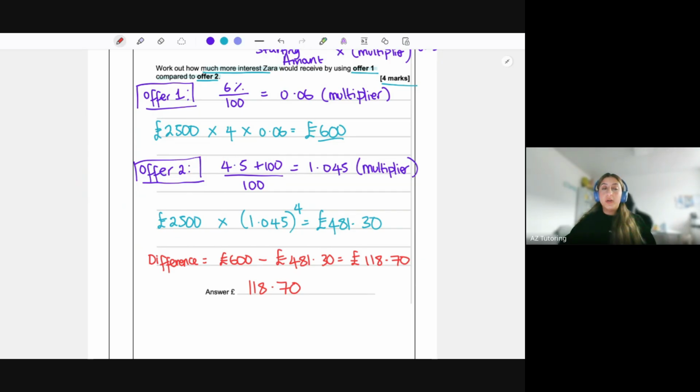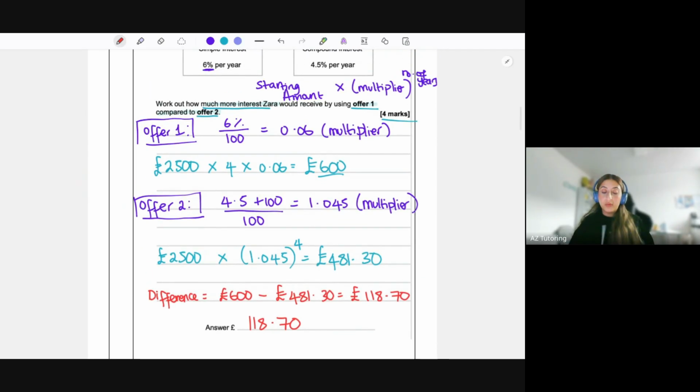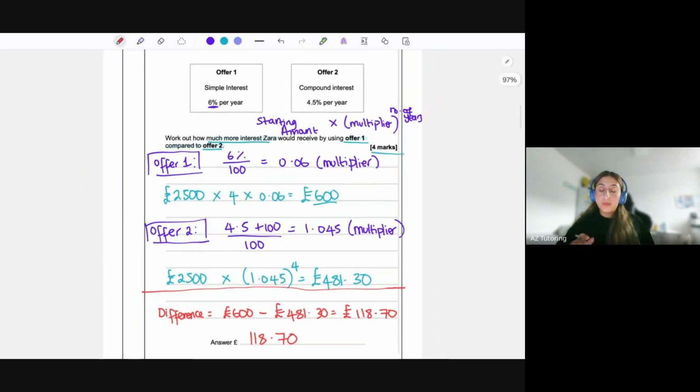It's all about reading the question, because I know some kids would just leave the question up till here. But remember, you have to do the last step to get the extra marks. So that's the difference between simple interest and compound interest. With simple interest, you're doing the starting amount times the number of years times your multiplier, and remember, your multiplier is just your percentage divided by 100. In offer 2, it's the starting amount times the multiplier to the power of the number of years. And the multiplier depends on if it's an increase or a decrease.